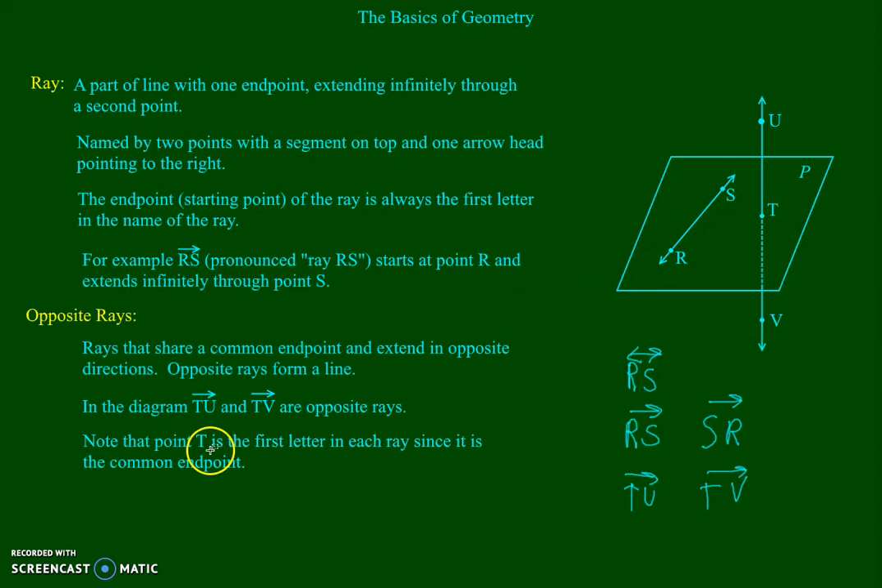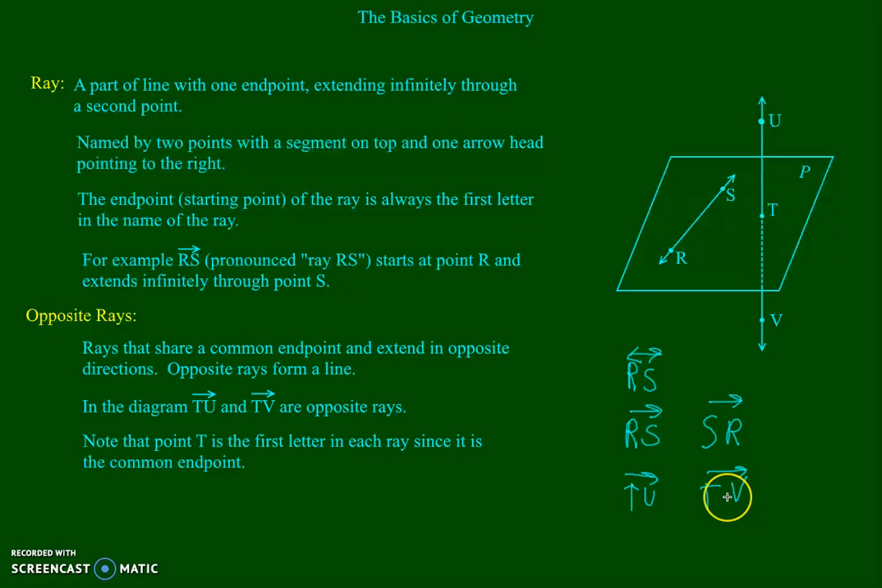So you want to make note of the fact that point T is the first letter in each ray. So TU and TV, indicating that that is the common endpoint. Remembering that the left letter is always the endpoint. Notice the left letter is coincident with no arrowhead, meaning the ray starts there and goes infinitely through the second letter. The ray starts at T and goes infinitely through V, through that second letter.